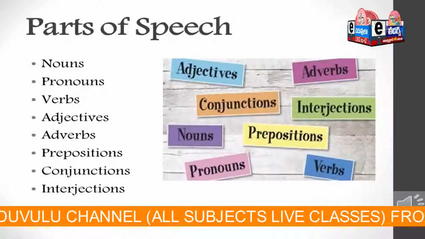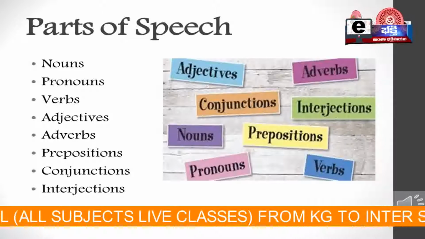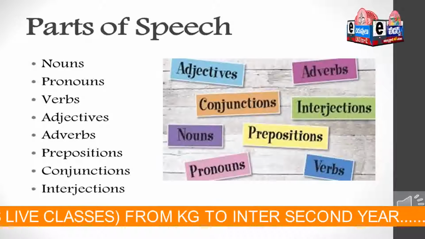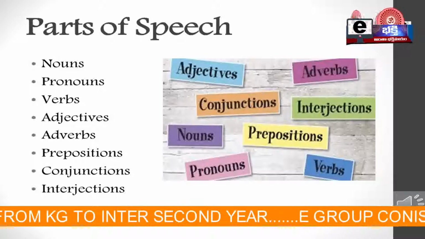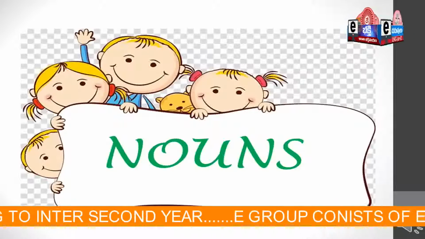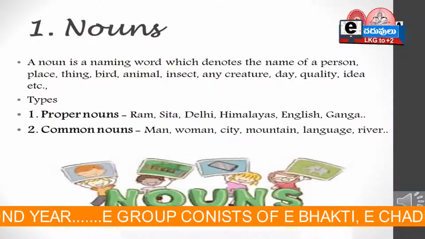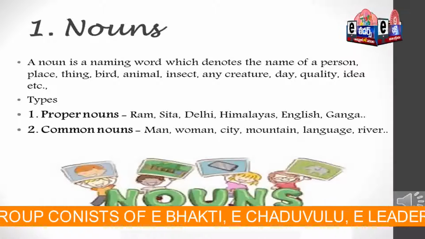Here is the list of parts of speech: nouns, pronouns, verbs, adjectives, adverbs, prepositions, conjunctions and interjections. Now, let us discuss nouns first. Let us have a definition of noun.